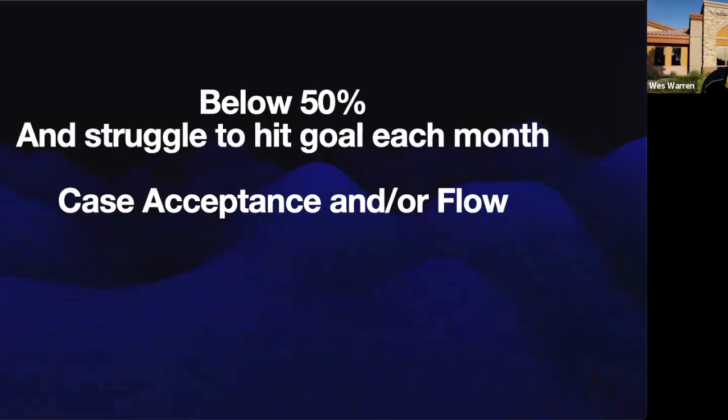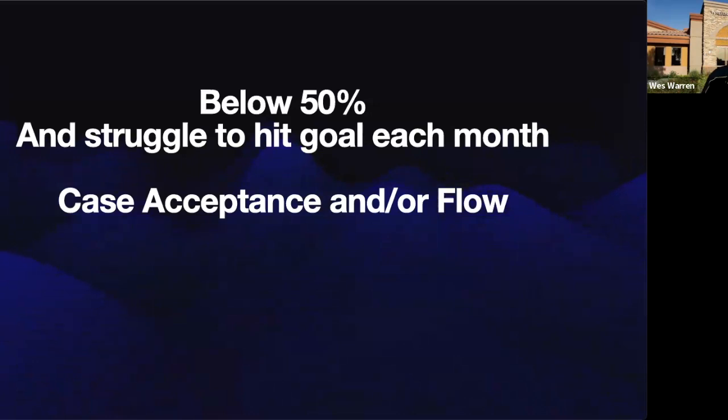If you're below 50% and struggle to hit the goal every month, you don't do it every month. It seems hard. Maybe 50% of the time you hit it, if the stars align, maybe you go over it some, but it's tough, right? And you kind of get this feeling like it's not easy to hit that goal. So there, two problems could be, okay? It could be a case acceptance issue, but it also could be flow. That means having enough patients in the practice, right?